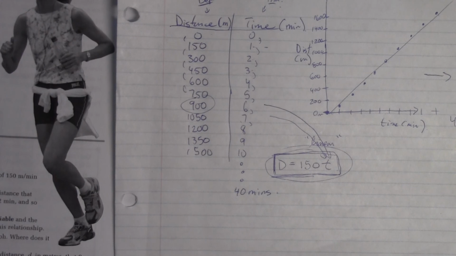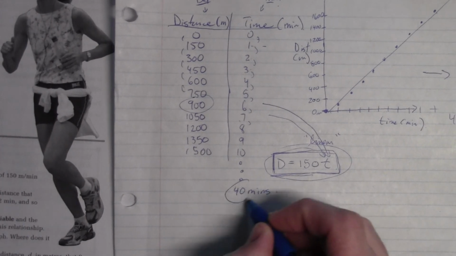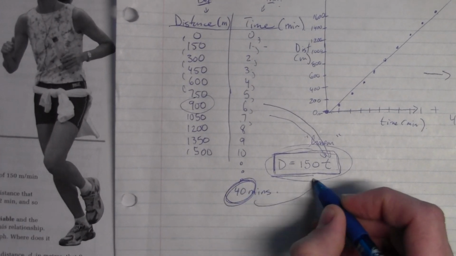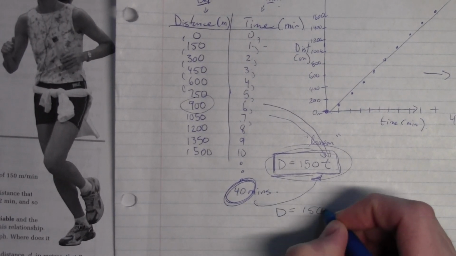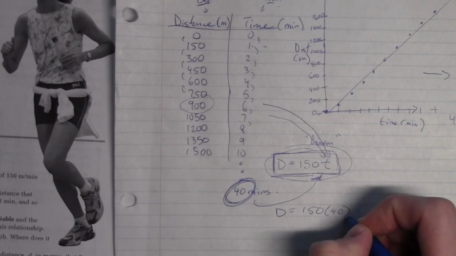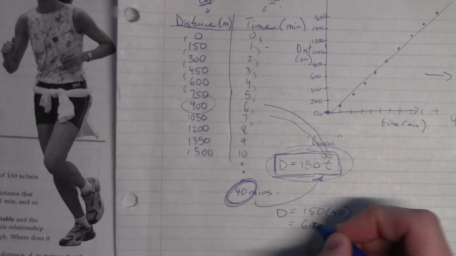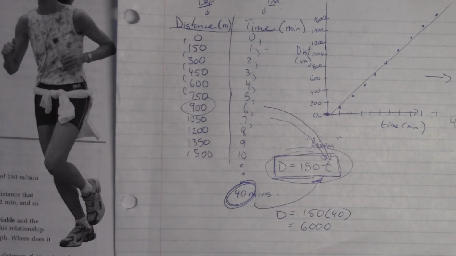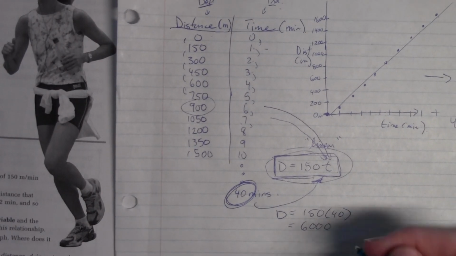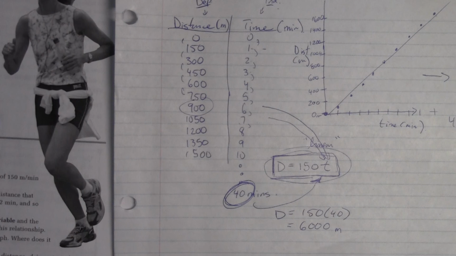What can we do, Alvin? 150 multiplied by 40. Right, we're going to take this value for t, sub it in for t and figure out our distance. So 150 times 40, we get 6,000 meters. Any questions?